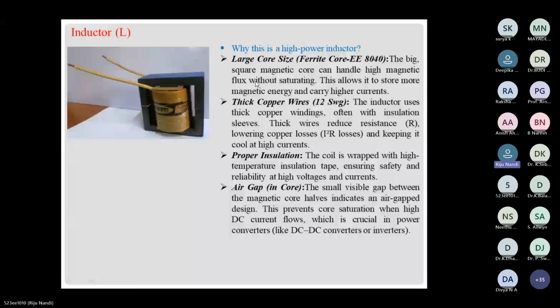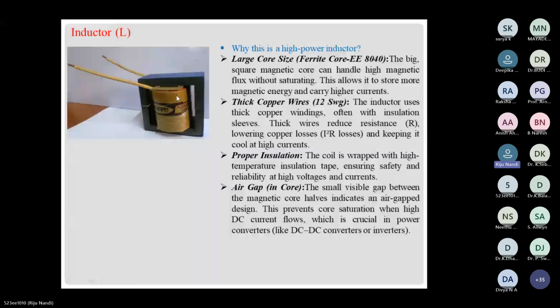So why is this a high power inductor? For the inductor I have used an E8040 core. This is a ferrite core. Also, you can see in the middle portion there is thick copper, 12 SWG, for handling current up to 25 ampere. You can see proper insulation is there on the upper portion, and the coil is wrapped with high temperature insulation tape.